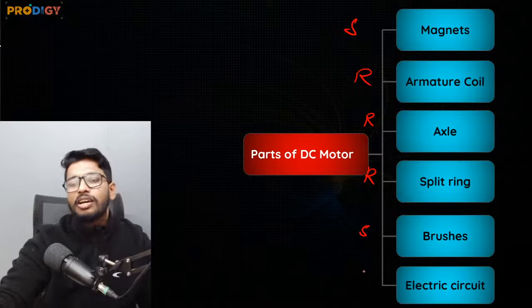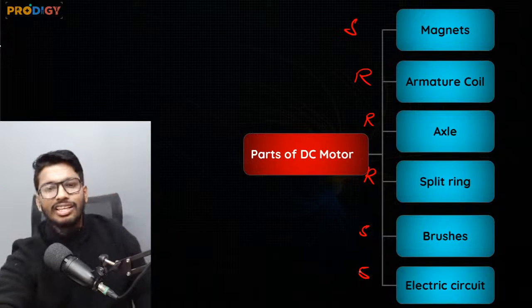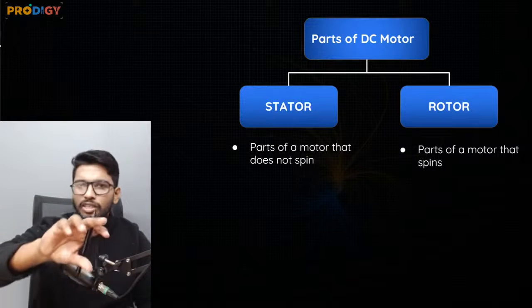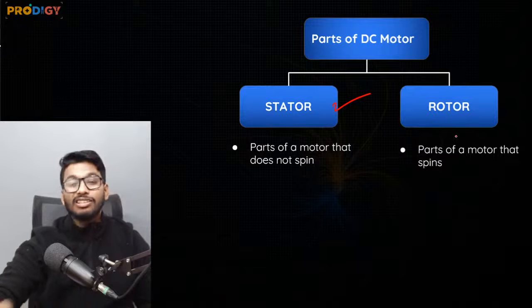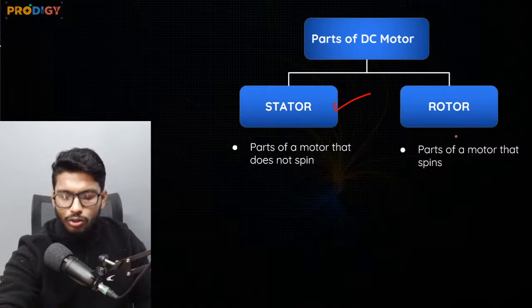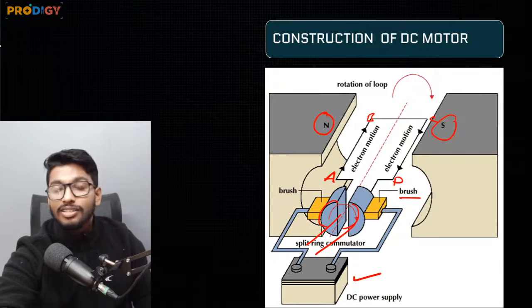Brushes are stators, electric circuit are stators. So you have 3 stators and 3 rotors in the case of DC motors. Any part that does not move or does not spin, those are stators. Anything that is free to rotate, those are called rotors. Very important. The armature coil is the one that is experiencing the force.